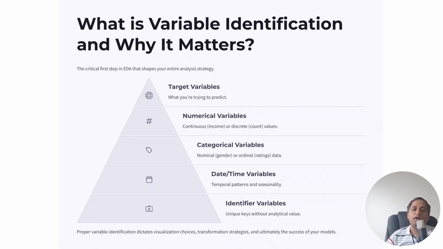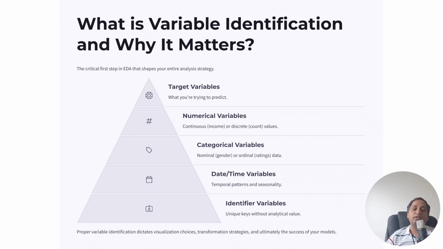So let's walk through this pyramid of variable types. At the top, we have the target variable. This is what we are trying to predict. It might be churn, yes or no, fraud or not fraud, or something like customer lifetime value. Everything else revolves around this. Next are numerical variables, which can be either continuous, like income, or discrete, like number of transactions. These are the ones we summarize with means, standard deviation and histograms.